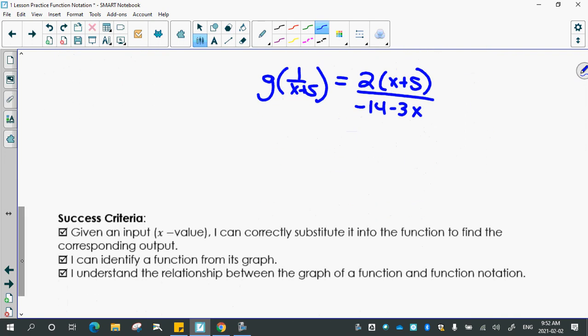Okay, so hopefully given an input or an x value, you can correctly substitute into function notation to find the output, identify a function from its graph, and understand the relationship between the graph and function. All right, so I got practice 1 for you. Proposed solutions in a minute.